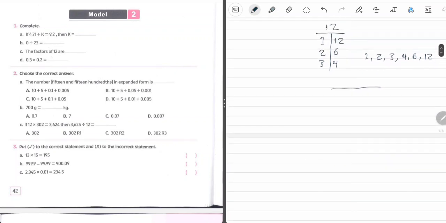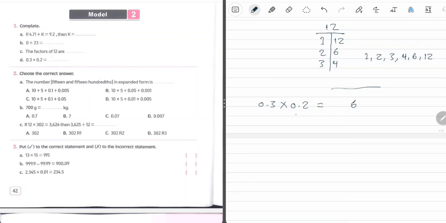Number D, 0.3 multiplied by 0.2 equals what number? I am going to make an agreement with you. If you find two decimal numbers and you are asked to multiply them together, or to get the product of them, consider them as two whole numbers. Then multiply. Then we will check in which place we will put the decimal point. So 3 by 2 is 6.